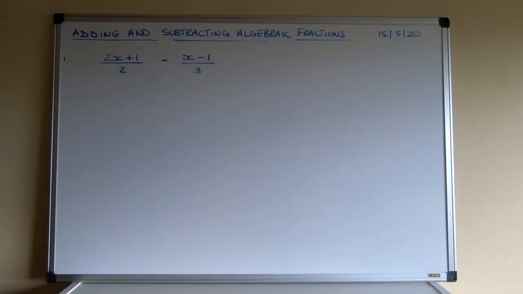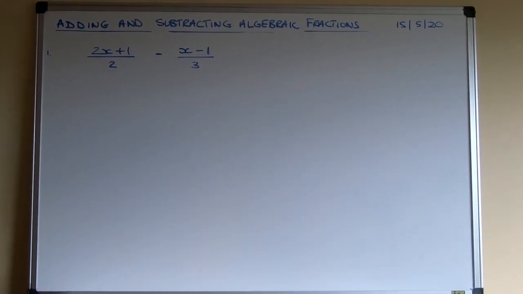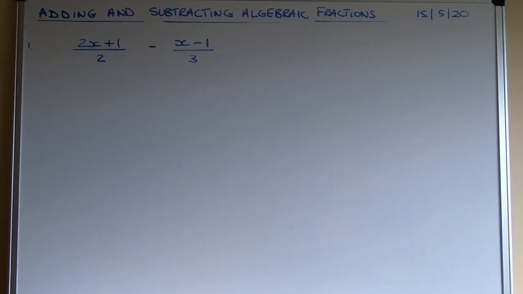Morning. We're going to continue adding and subtracting algebraic fractions and look at ones that are a wee bit harder than the ones we did yesterday. So let's start with the one on the board: (2x + 1)/2 - (x - 1)/3.